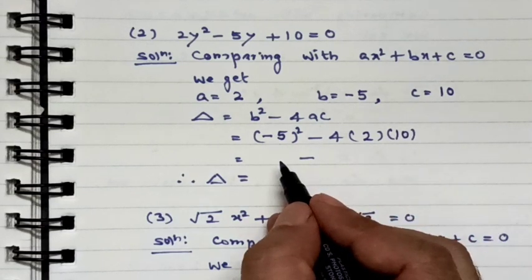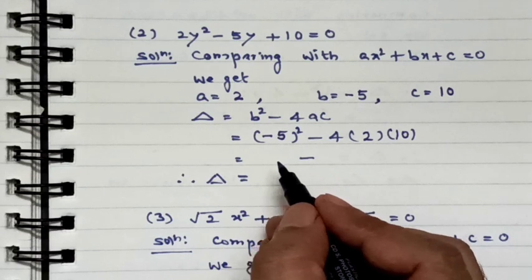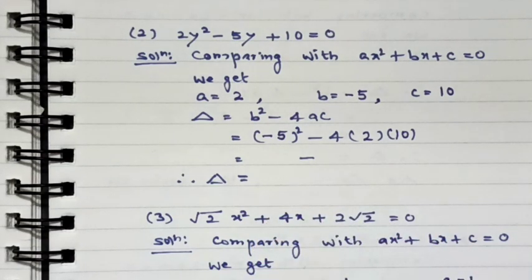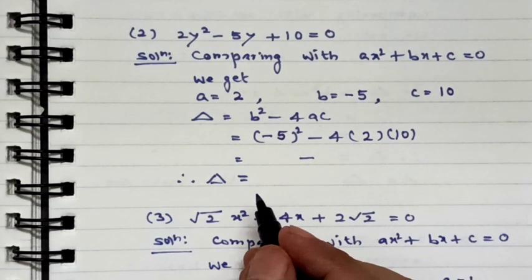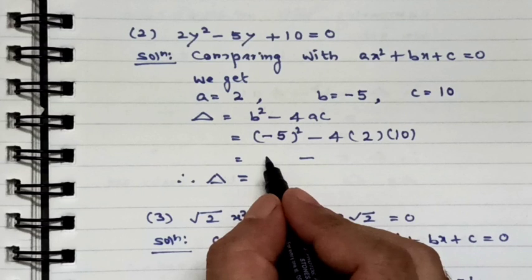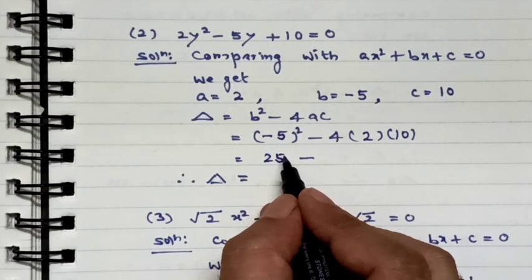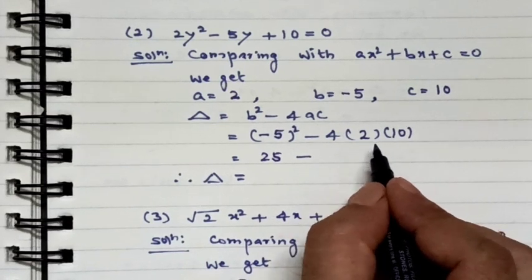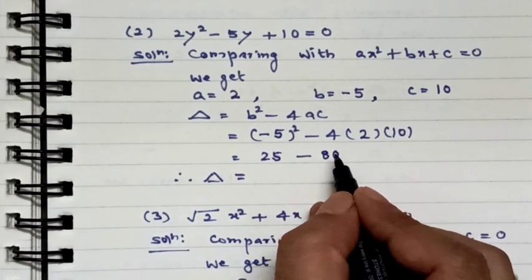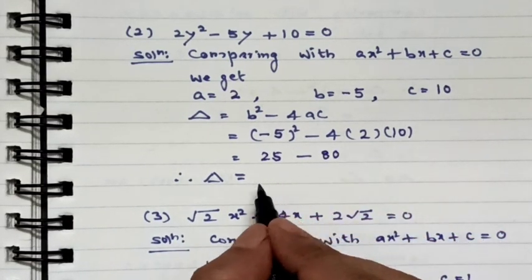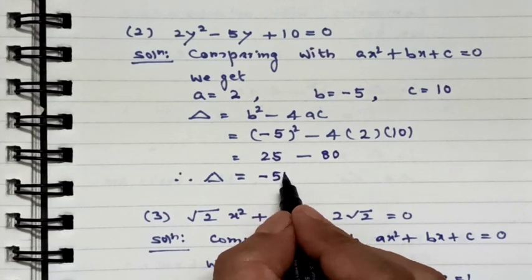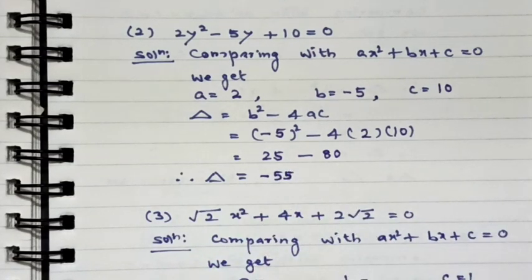Minus 5 square will be plus 25. Many times I remind you, please don't write minus 25 because square of any negative number is positive, so it will be positive 25, and then minus 80, and that will give you minus 55. So your answer is minus 55.